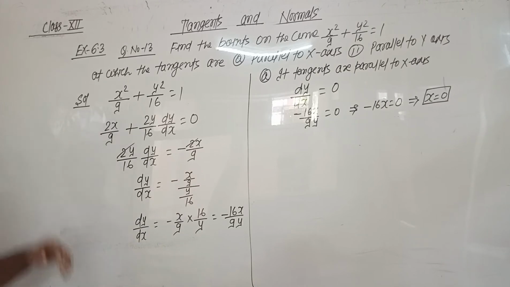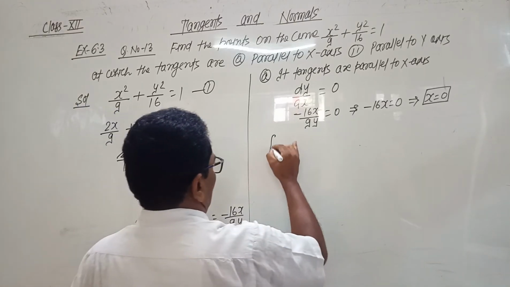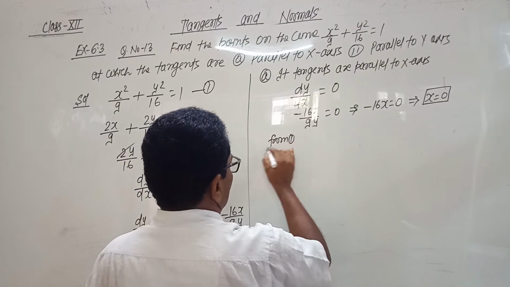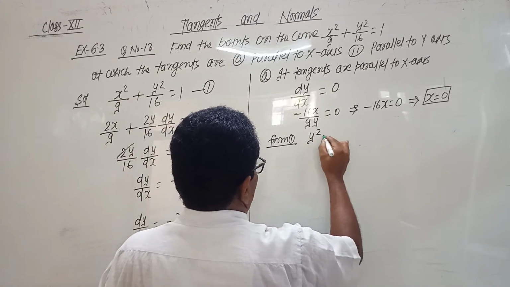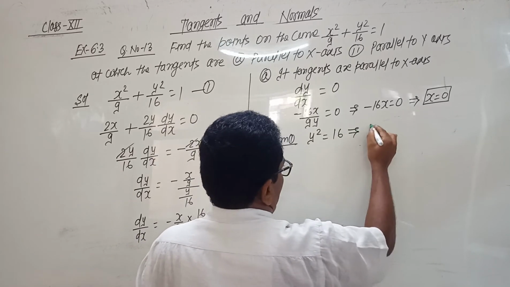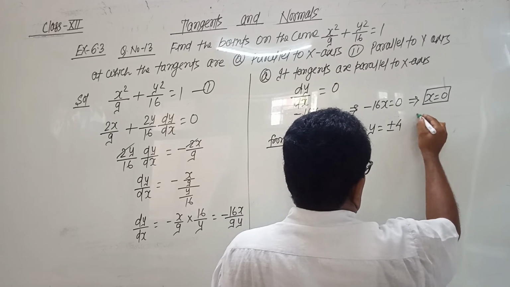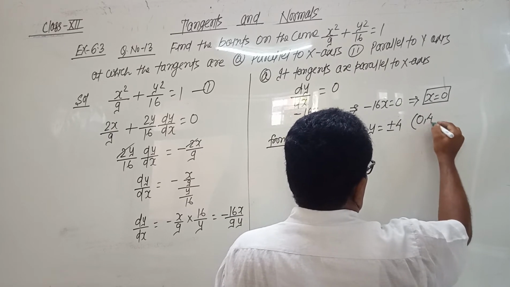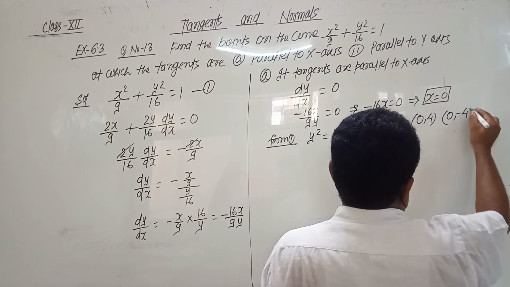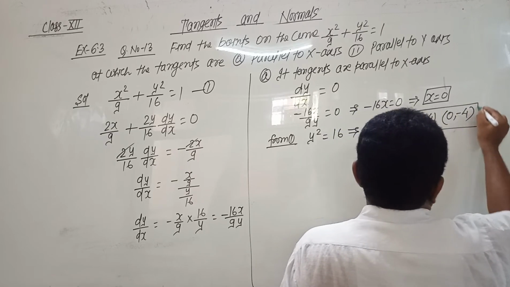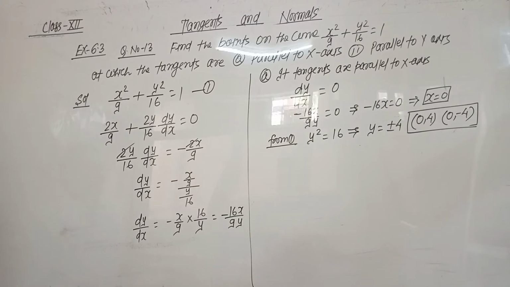Now for finding the value of y, put the value of x in equation number first. So from first, put the value of x equals 0. So we get y square equals 16 and y equals plus minus 4. So two values we obtain. First is 0, 4, x is 0, y is 4, and also 0, minus 4. So these are the 2 points when the tangents are parallel to x-axis.